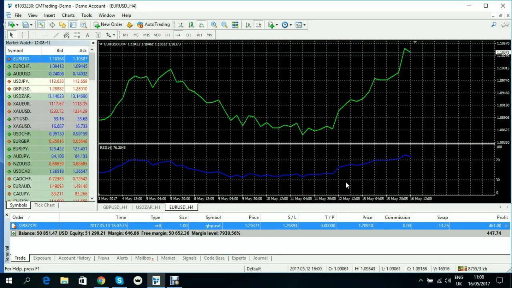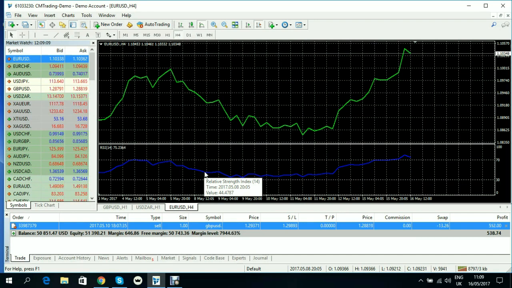And then when the value of RSI is above 50, then it indicates that a continuation of the price going up is possible, and when the RSI is below 50, it indicates that a continuation of a sell trend is possible.